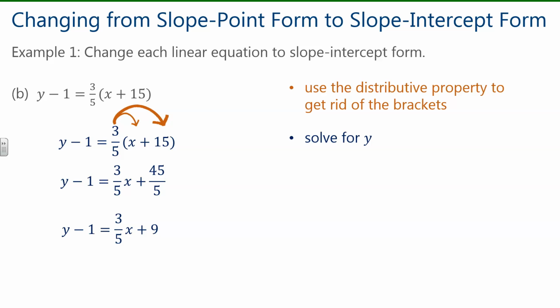Next, we need to solve for y. We need to have it in the form y equals. So let's take that minus 1 on the left over to the right. And when I do that, it becomes plus 1 then. And when I add the 9 and 1 together, we get our equation: y equals 3 over 5x plus 10.